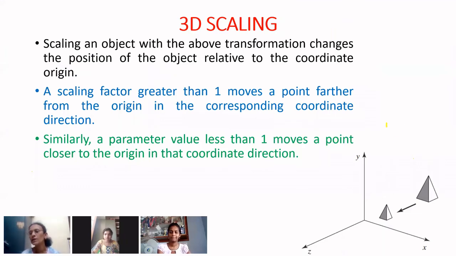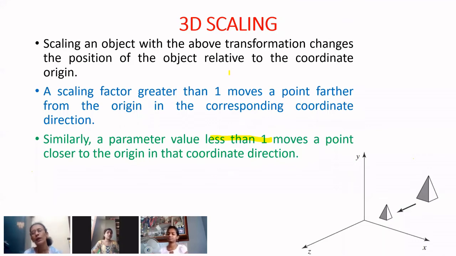If you apply a scaling factor less than 1, then the object moves towards the origin. A scaling factor greater than 1, we saw, moves the object away from the origin, whereas if you apply a scaling factor that is less than 1, the object which was here now not only gets diminished or reduced in size, it also moves towards the origin.